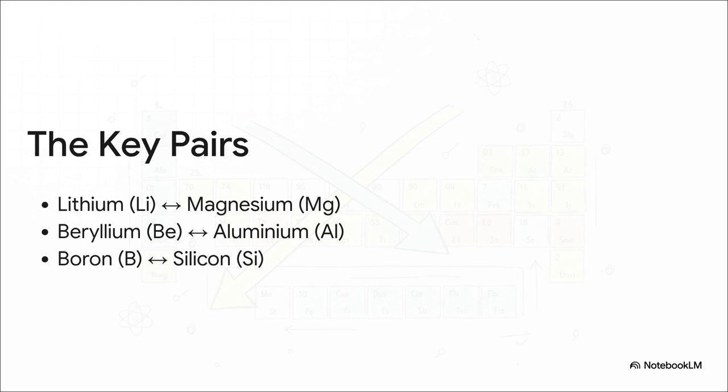And here they are, the three classic pairs that really show this off. You've got lithium and magnesium, that was our original puzzle. Then there's beryllium and aluminum, and finally, boron and silicon. See that? It's a perfect diagonal line right there on the table.